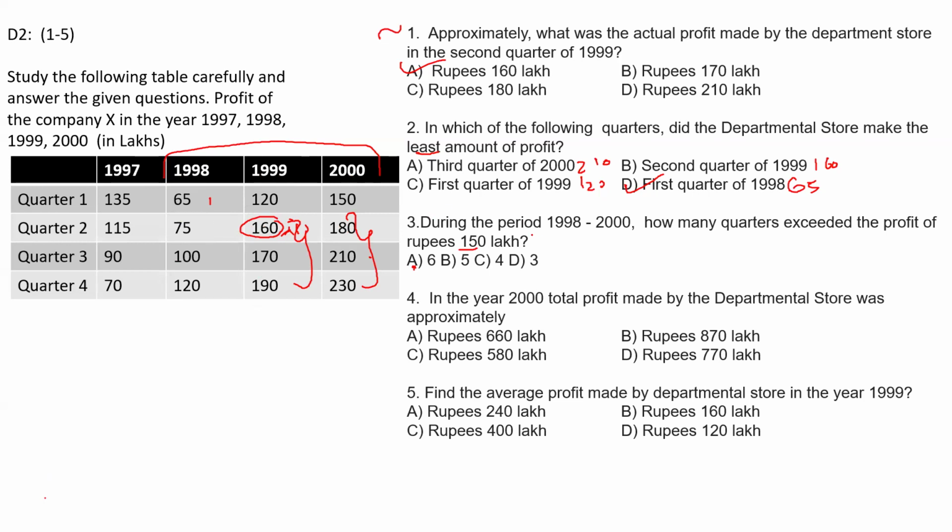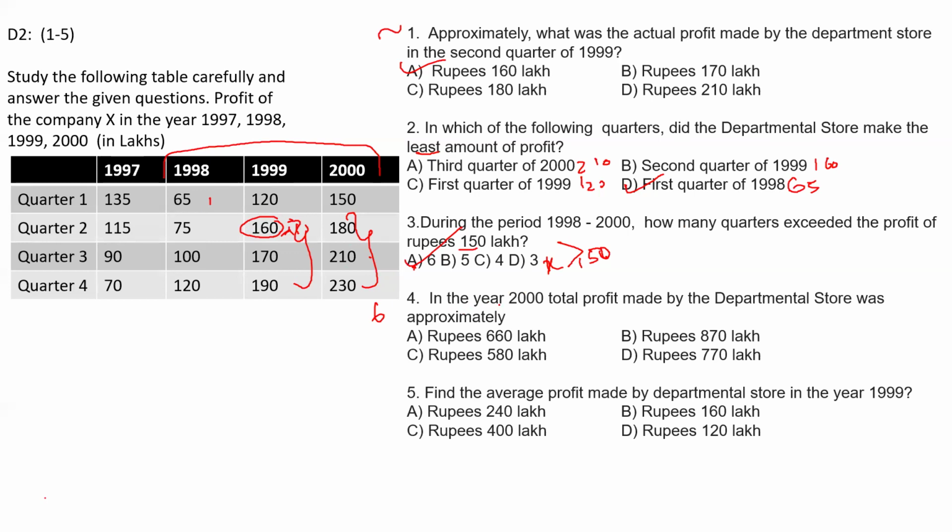They are asking for values more than 150. So 65, 75, 100, 120 are less, and 150 is also less than or equal to 150, which is not more than 150. So the answer would be only these values: 160, 170, 180, 210 and 230. So 1, 2, 3, 4, 5, 6. Totally 6 would be the answer. So 1999, 160, these 3 quarters, and 2000, these 3 quarters. Clear?